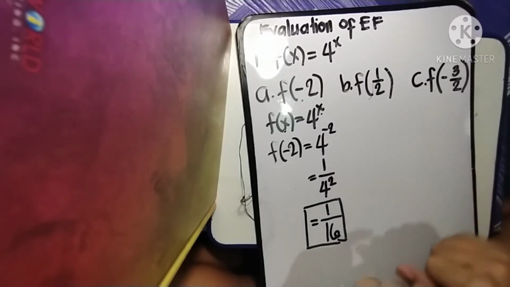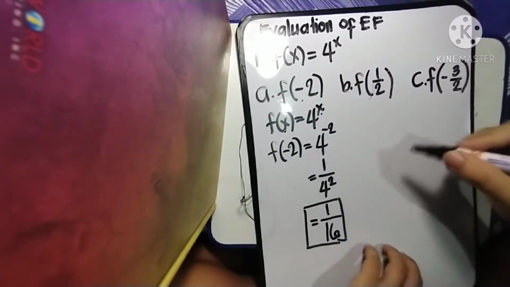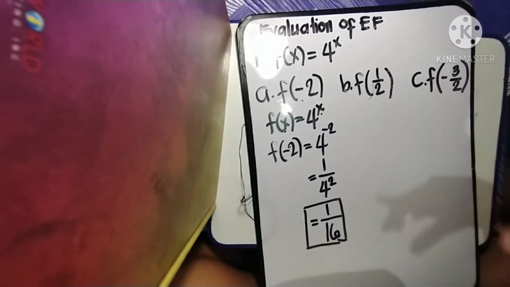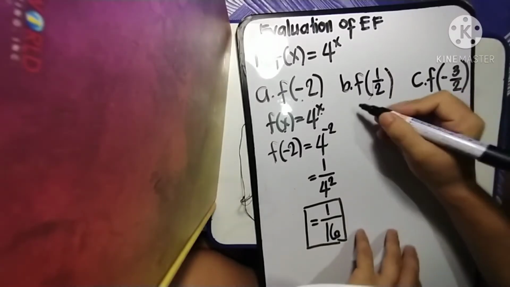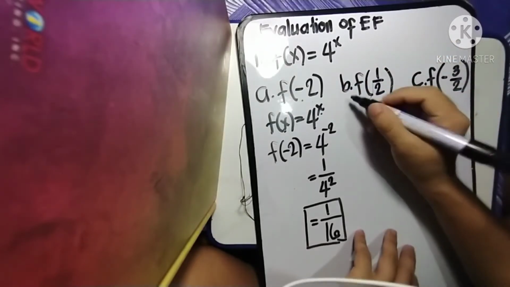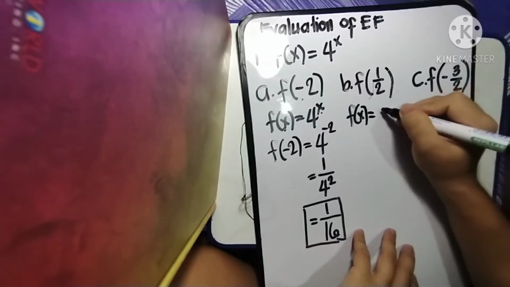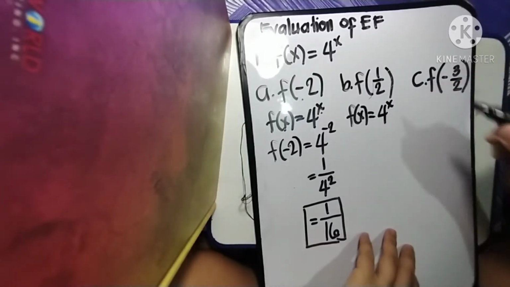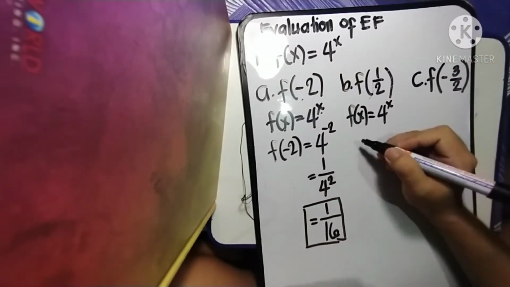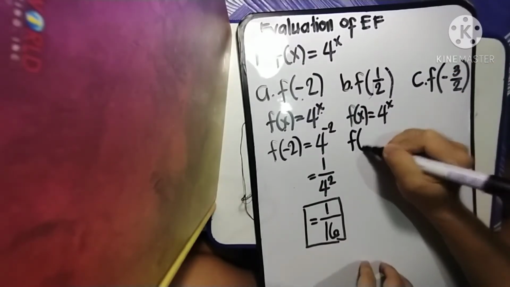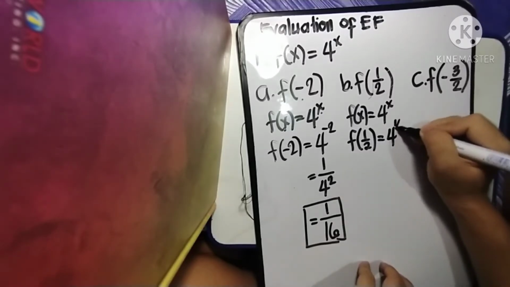Next, what would be the value of the function if x is equal to 1/2? We need to use the law of exponents to evaluate this. First, rewrite the given function. Function f of x is equal to 4 to the power of x. We already know that the value of x is 1/2. So apply substitution. So f of 1/2 is equal to 4 to the power of 1/2.